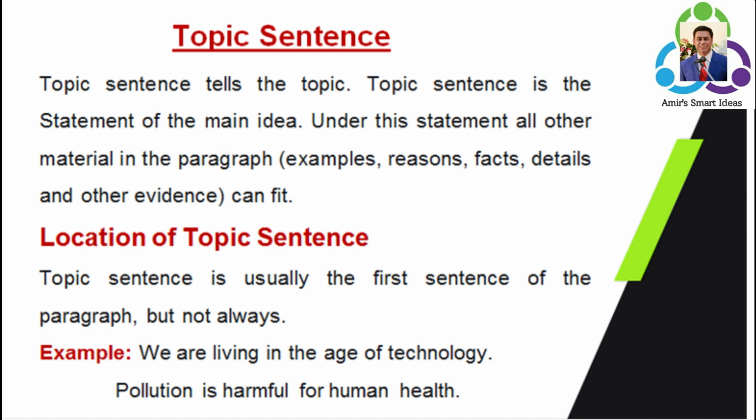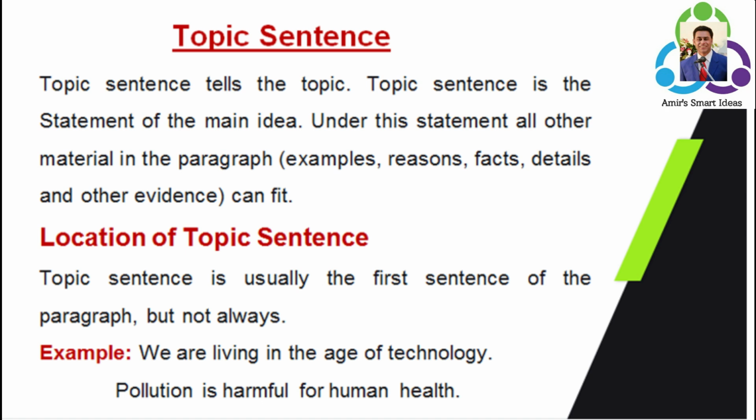But not always. Maybe it is the second sentence, maybe it is the third sentence. That depends on the paragraph writer, on how the material is developed by the writer. So in a very short paragraph of 5 sentences, it is easily the first sentence which is going to be the topic sentence, but in a lengthy paragraph, it is possible that the writer takes the second or the third sentence to write the topic sentence.